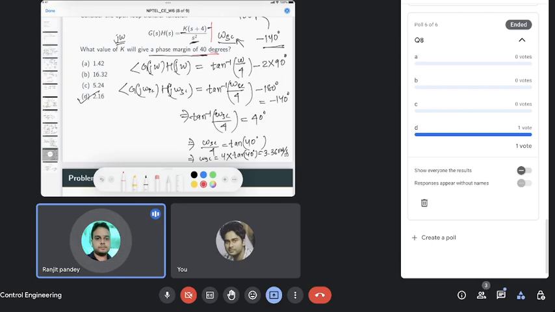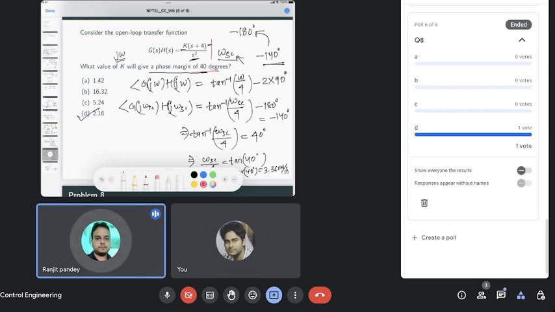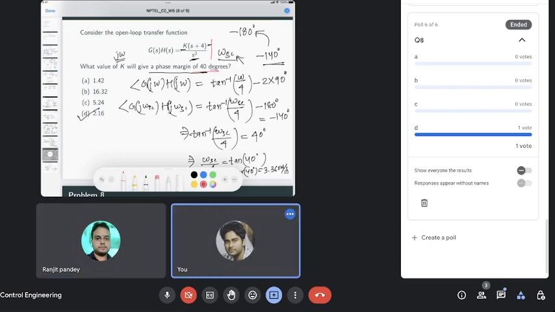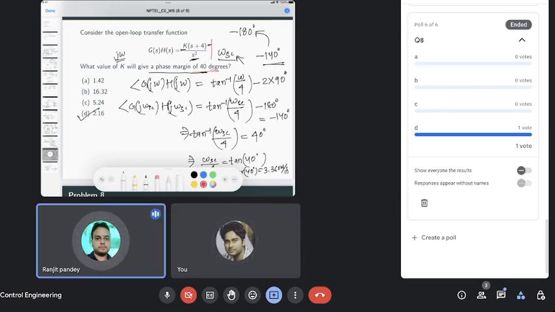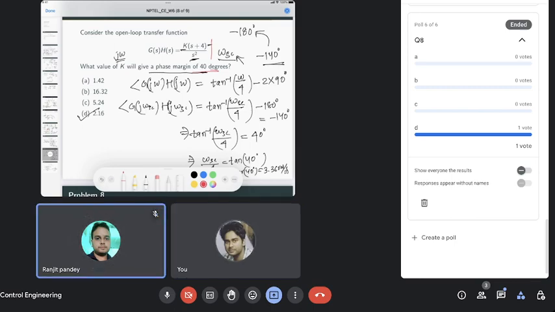The question I am seeing on the screen says the system is stable. Yeah, this is given because it is -140 degrees, it is not crossing -180 degrees. So you are given that you have a phase margin of 40 degrees. That means you can still have up to 40 degrees till you reach instability, that is -180 degrees, right? Okay, sir, clear.